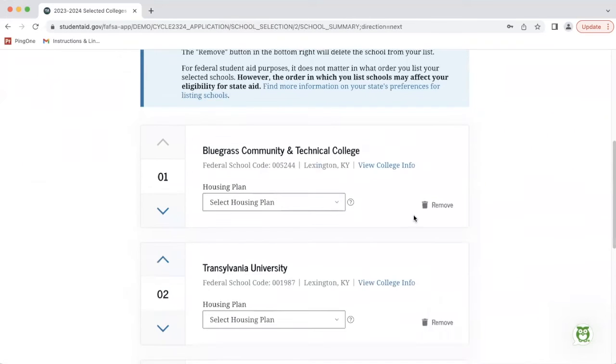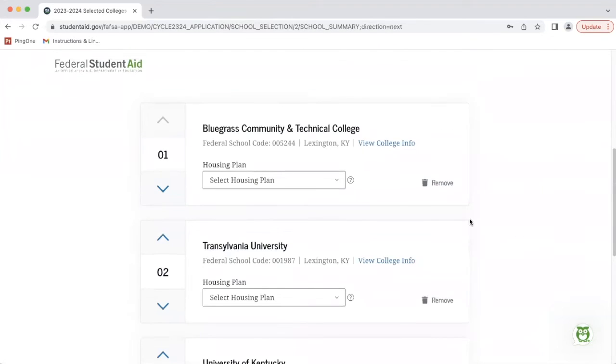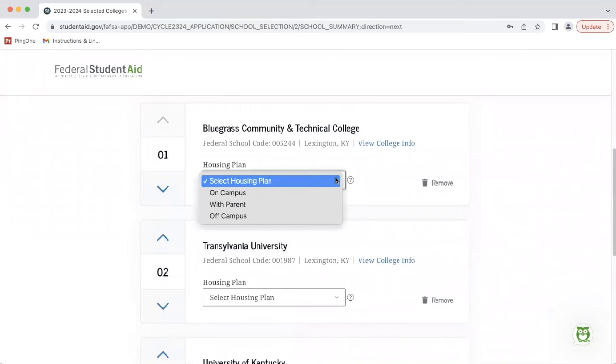So for each college that we added to the list, we need to go into the drop-down menu and let them know what our plan is for housing. You can put on campus, with parent, or off campus. Those are your 3 options to choose from. Keep in mind, not every college out there has on-campus options, so you may want to do a little bit of planning ahead to see if it's even going to be feasible to live on campus at certain places.